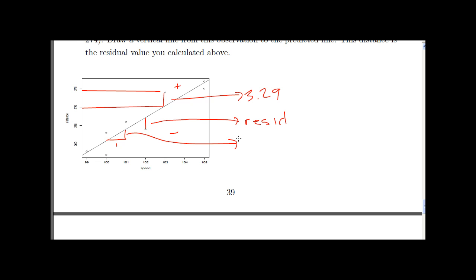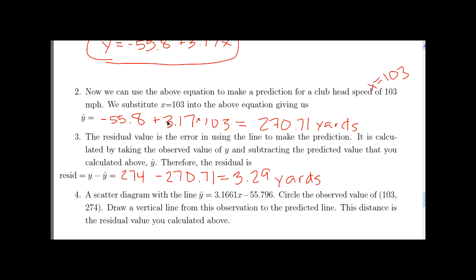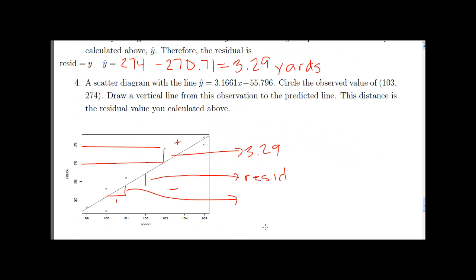The slope for this problem, if you remember, was 3.17. I think we are in miles per hour. So for every 1 mile per hour increase in speed of the golf club, the distance will increase by 3.17 yards. So the slope means that for every change of 1 unit in x, so 1 mile per hour with the golf club, y is going to increase by the slope. The distance is going to increase by 3.17 yards.